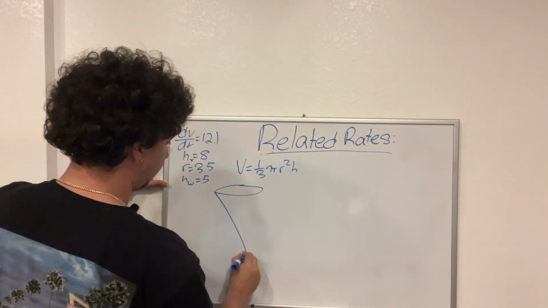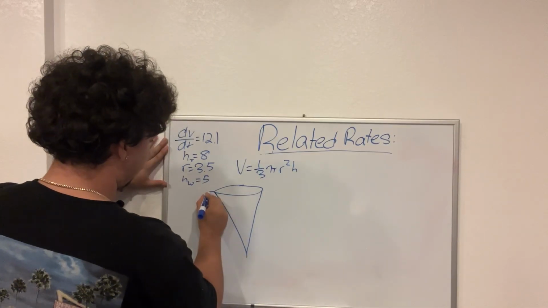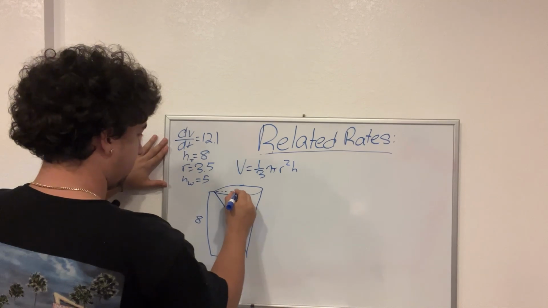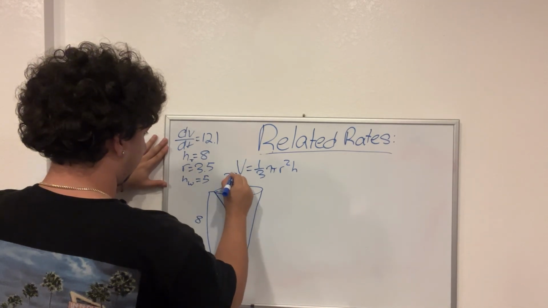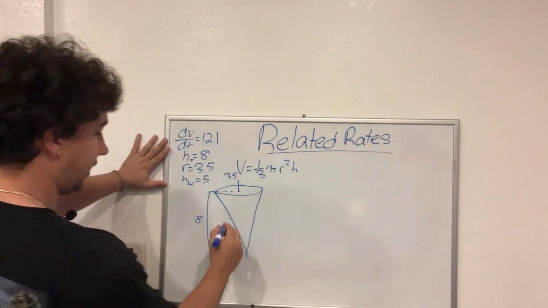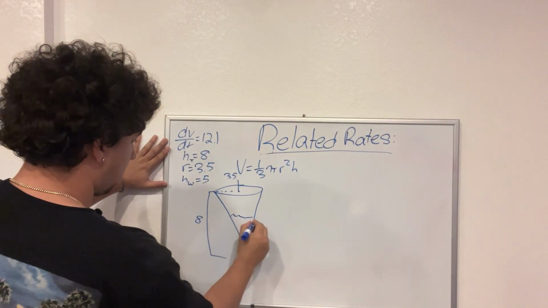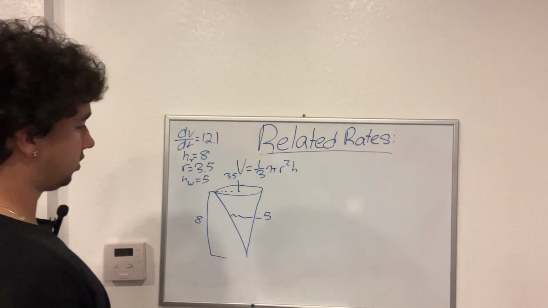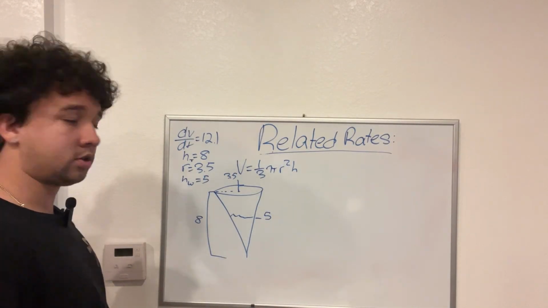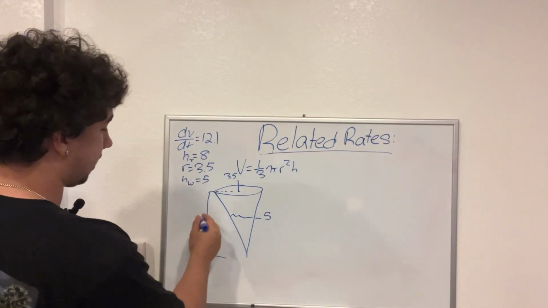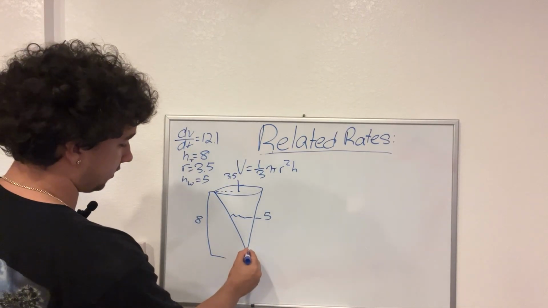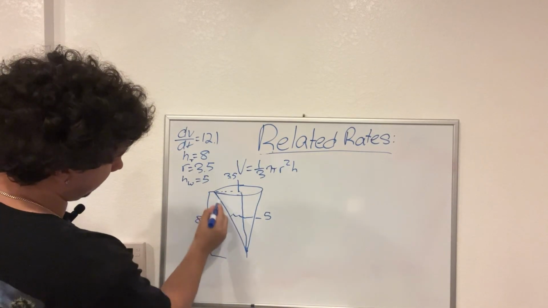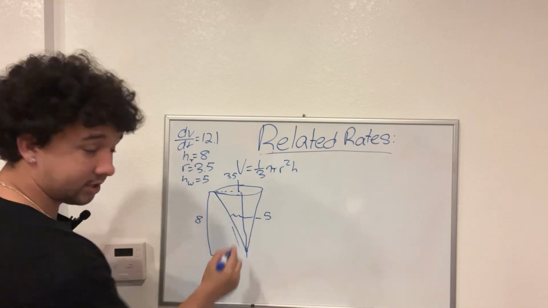I'm given a cone, and I know that the height of this thing is 8. And I know that from here to here is 3.5. But it wants me to find the height of this when the water is at 5, right here. So how would I solve this? Well, I need to solve this in relation to height. I'm given the height and the radius here. Notice that if I draw a line directly through here, I'm creating a triangle shape, and then there's a mini triangle.